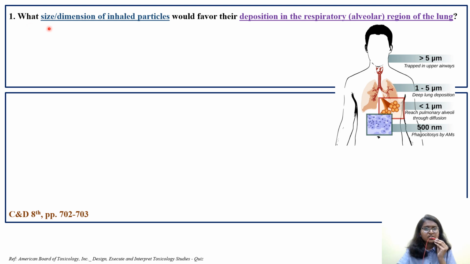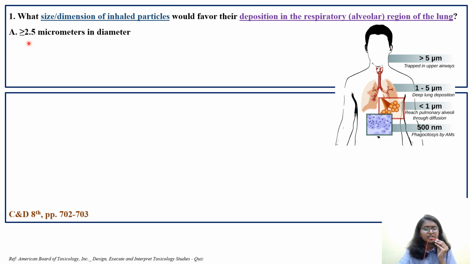The question is: what size or dimension of inhaled particles would favor their deposition in the respiratory alveolar region of the lung? Because the topic is particle size, it asks how the size or dimension of inhaled particles, whether gases or aerosols, is going to impact inhalation toxicology, and in which part of the respiratory system they will deposit. That we will learn in this video.